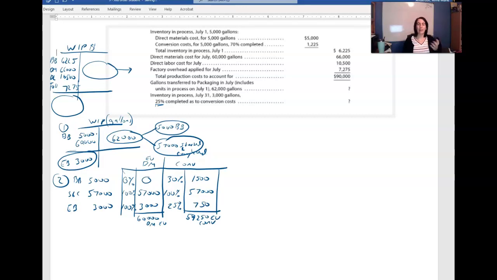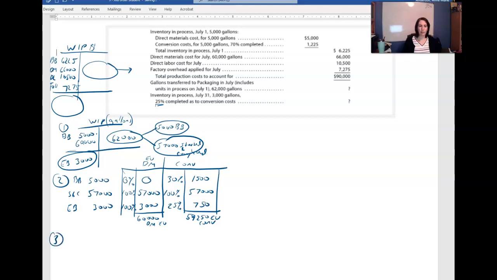Now, why do we do this? It's because they require different dollar amounts to finish them. Like these first 5,000 already came into the month with $62.25 in costs. So the idea is they need a little bit more conversion to finish them. These guys needed everything. And these we just started. So they had all their materials and a little bit of conversion. Okay. So now we got to start looking at costs.